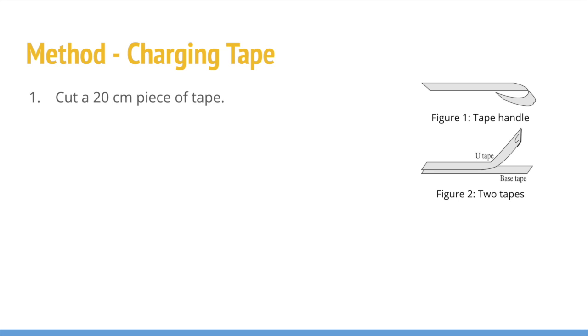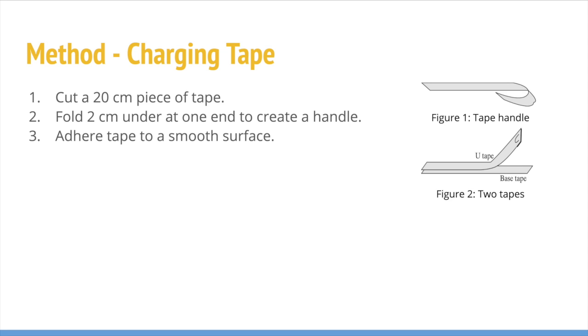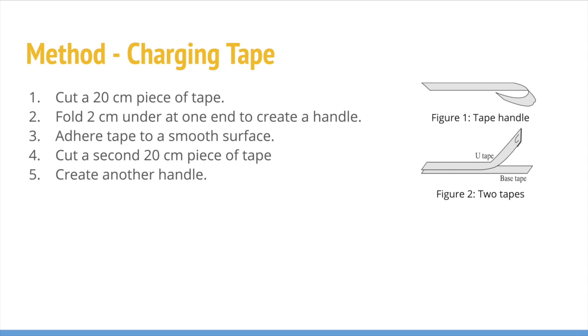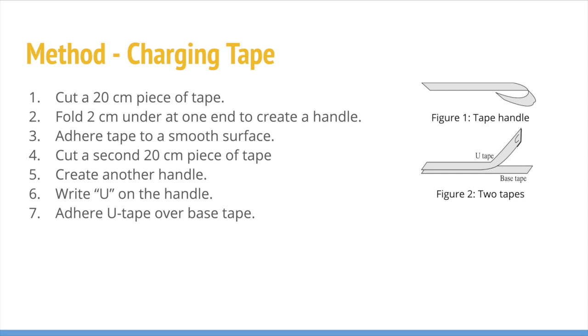This is done by cutting a 20 centimeter piece of tape and then folding about 2 centimeters under at one end to create a handle. This piece of tape will then be adhered to a smooth surface to create our base tape. After that, we will start to create our U-tape, which will be the charged piece of tape. So you'll start that by cutting a second 20 centimeter piece of tape and then creating another handle, and then writing U on that handle to indicate that it'll be your charged piece of tape, and then adhering that U-tape over the base tape as shown in figure 2.